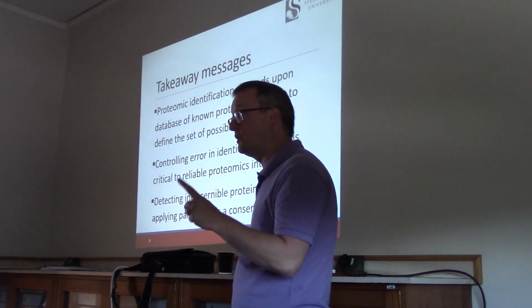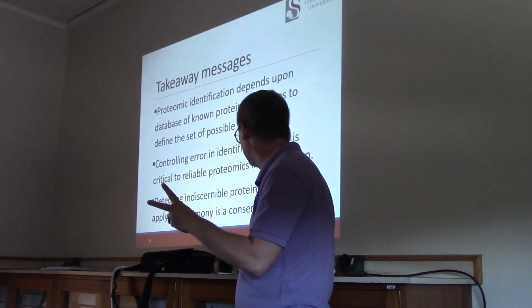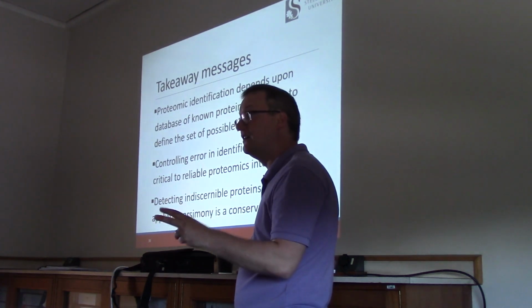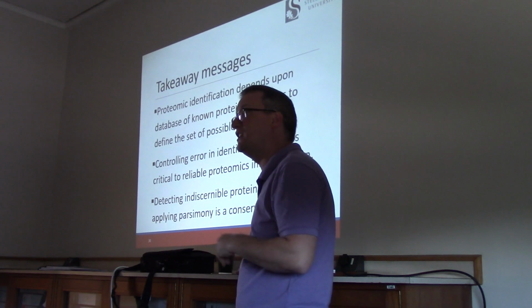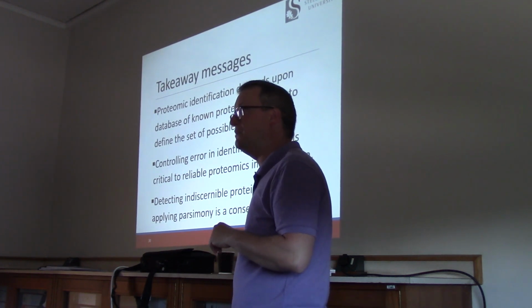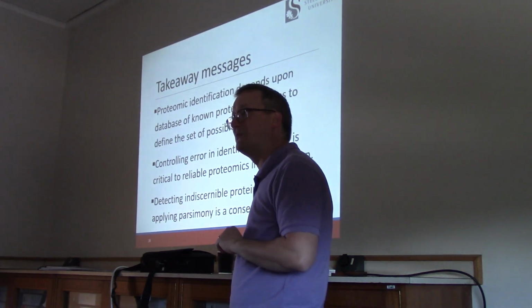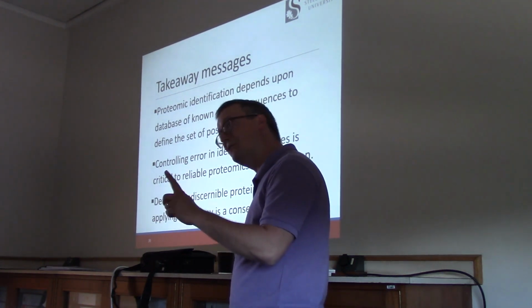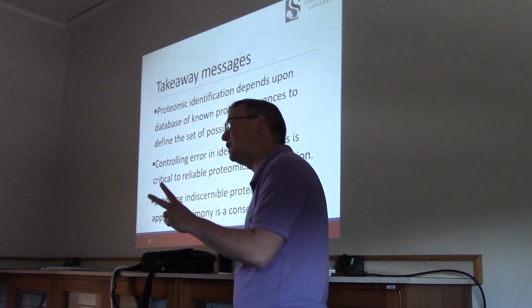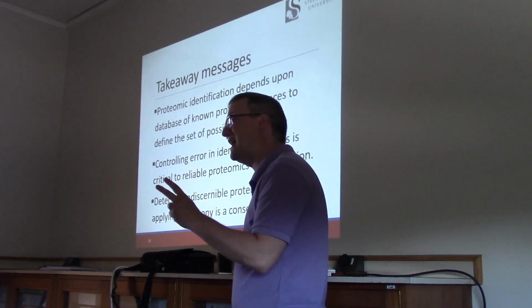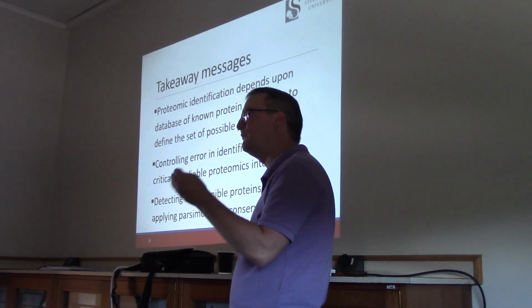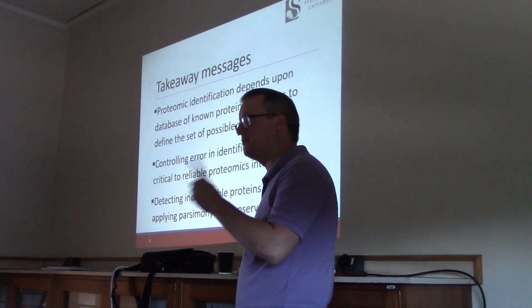Detecting indiscernible proteins and applying parsimony is a conservative guide to estimating how many proteins you've seen in a sample. There are lots of people who would like to escape those rules even today in proteomics publication, but generally speaking, peer reviewers and journal editors have helped align on this one, that people really do need to have sufficient evidence before making a claim about identifying a protein in a sample.